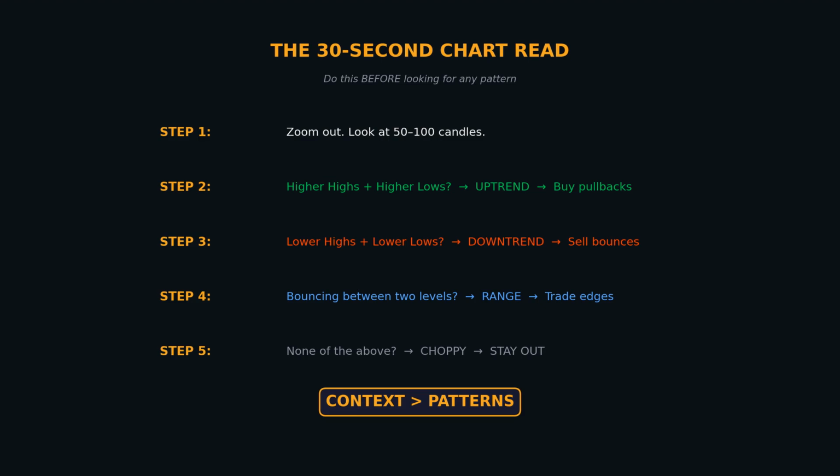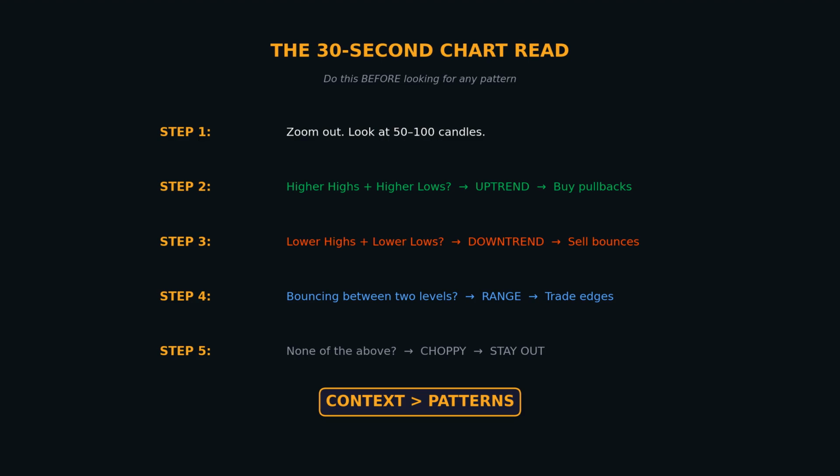Step 2. Ask yourself, is price making higher highs and higher lows? If yes, it's an uptrend. Look for buying opportunities at pullbacks. Step 3. Is price making lower highs and lower lows? If yes, it's a downtrend. Look for selling opportunities at bounces. Step 4. Is price bouncing between two clear levels? If yes, it's a range. Trade the edges and be ready for the breakout.